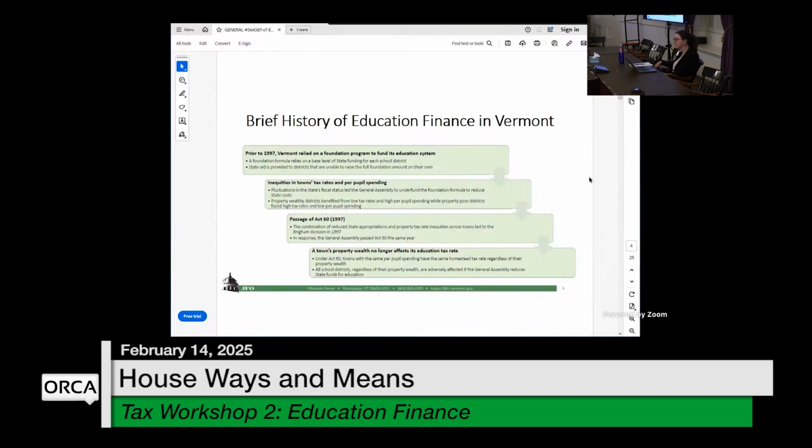So prior to 1997, Vermont had a foundation formula to fund its education system. And the way that it was structured led to inequities in towns' tax rates and also per pupil spending. There was a court case that determined there were inequities and it was unconstitutional, which ultimately led to the passage of Act 60 in 1997. There have been a number of other significant pieces of legislation since Act 60, and I've included only Act 60 here as sort of a grounding of where we started to build this new system. So essentially what it means is that a town's property wealth no longer affects its education tax rate. Under Act 60, towns with the same per pupil spending have the same homestead tax rate regardless of their property wealth.